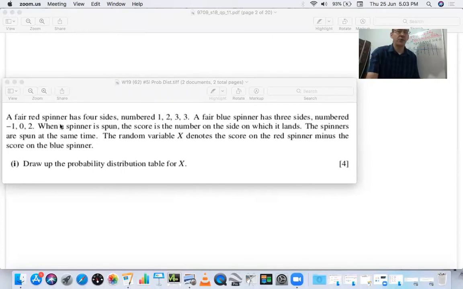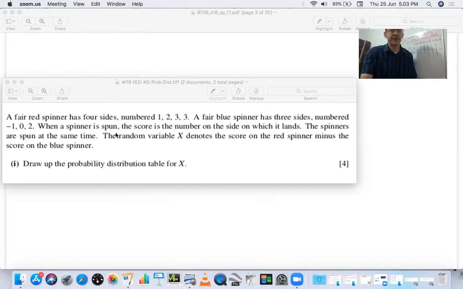So a fair red spinner has 4 sides numbered 1, 2, 3, and 3. And then a fair blue spinner also has 3 sides numbered -1, 0, and 2.